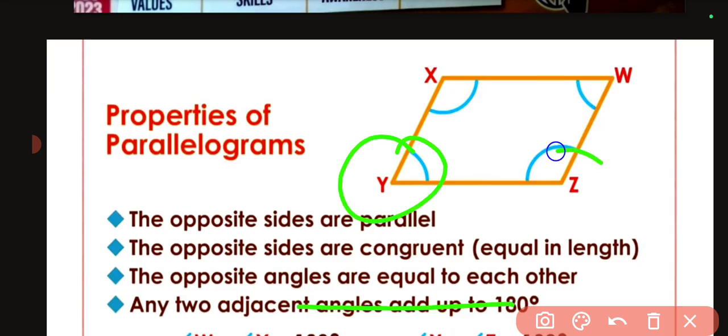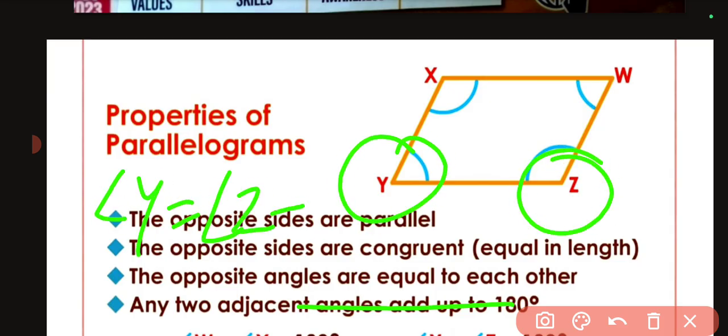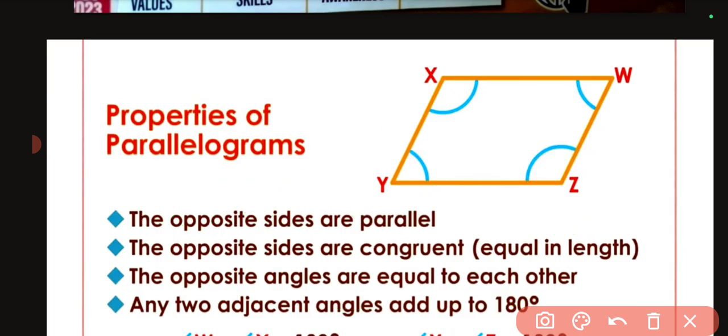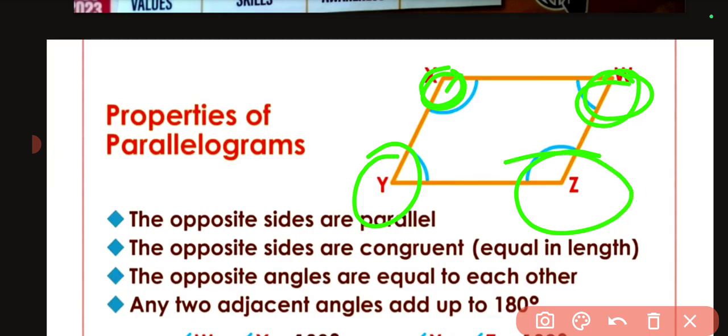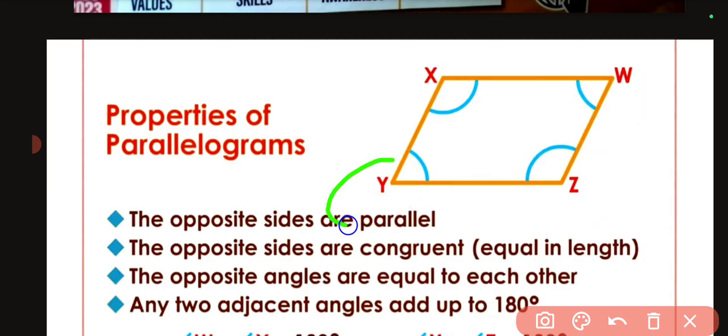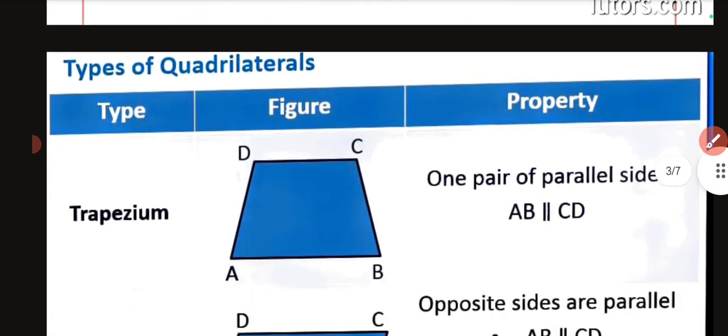Last one is two adjacent angles add up to 180. If we are adding two adjacent angles, this sum is 180. Angle y plus z is equal to 180. Same, the angle x plus w is equal to 180. Angle x plus y is equal to 180. Angle w plus angle z is equal to 180. So these are opposite angles. These are adjacent angles.